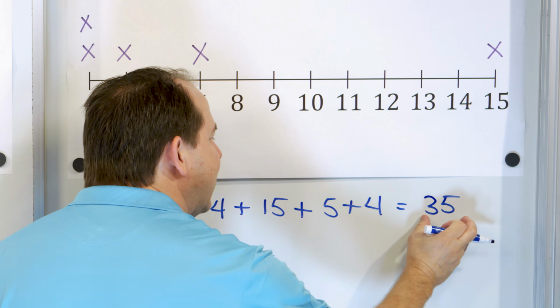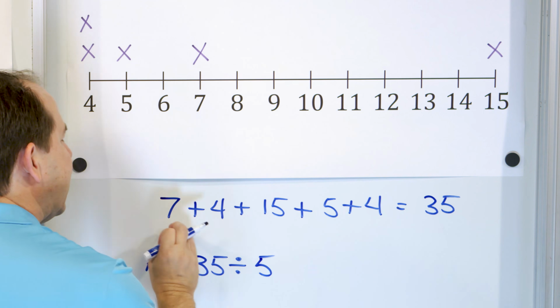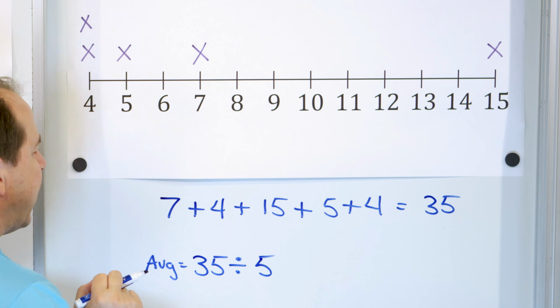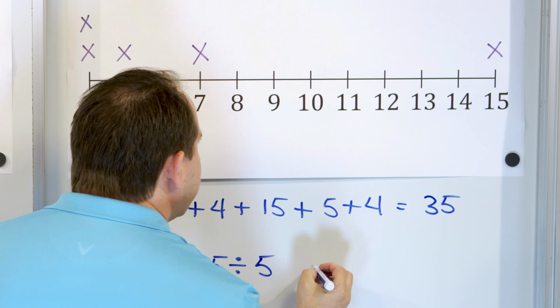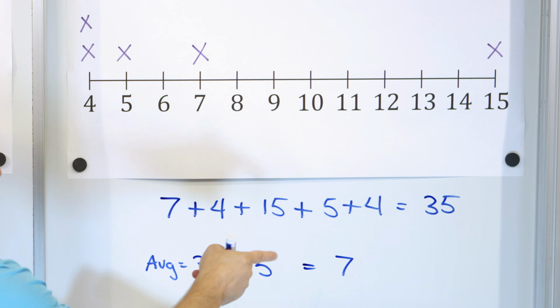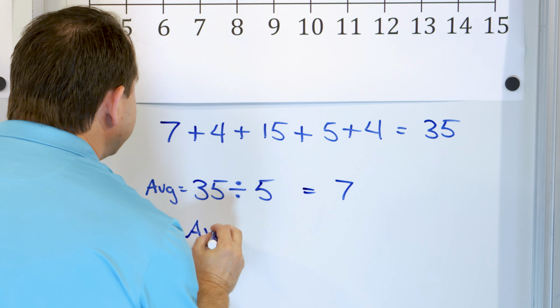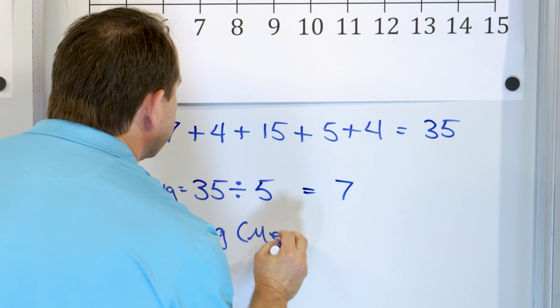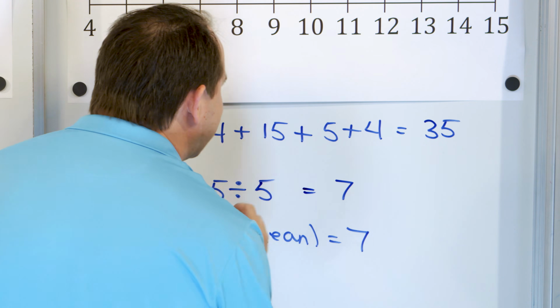So I take the total amount I added, the sum of everything, and I divide it by the number of data points, which is 5. 35 divided by 5 is 7, because 7 times 5 is 35. So the average, also called the mean, is equal to 7, right?